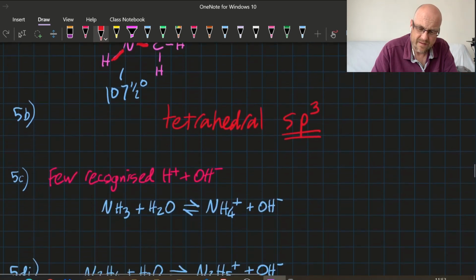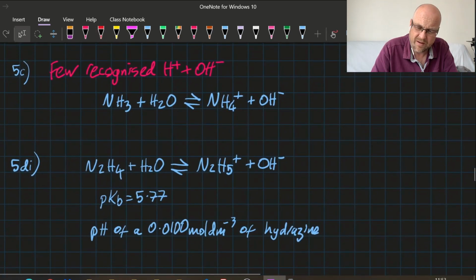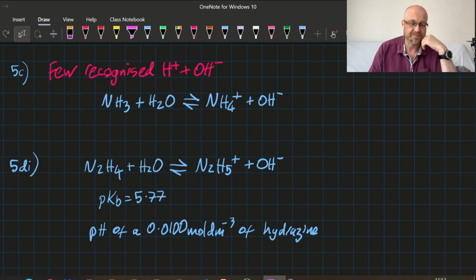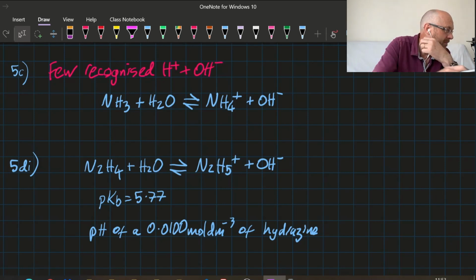C. If you recognize the H plus and the OH minus. Ammonia and ammonium almost cost me my career. When I was doing A-levels in England 32 years ago, my teacher never taught us ammonia or ammonium, and the whole paper was just devoted to it. So I got everything else right, luckily, I assume, because I still got a good grade. But whole chunks of it I didn't understand.